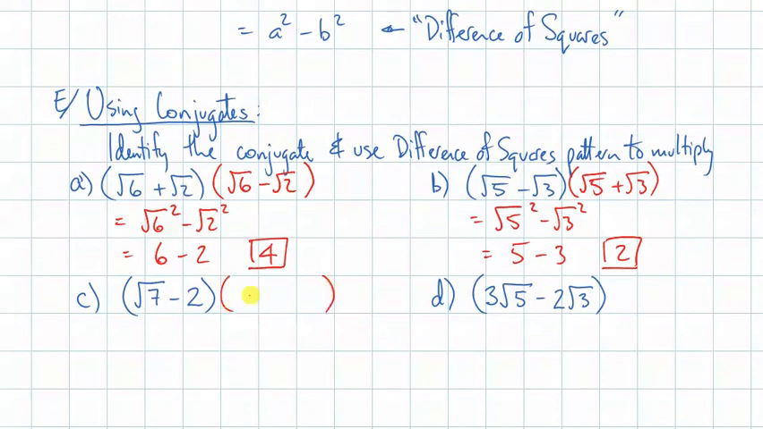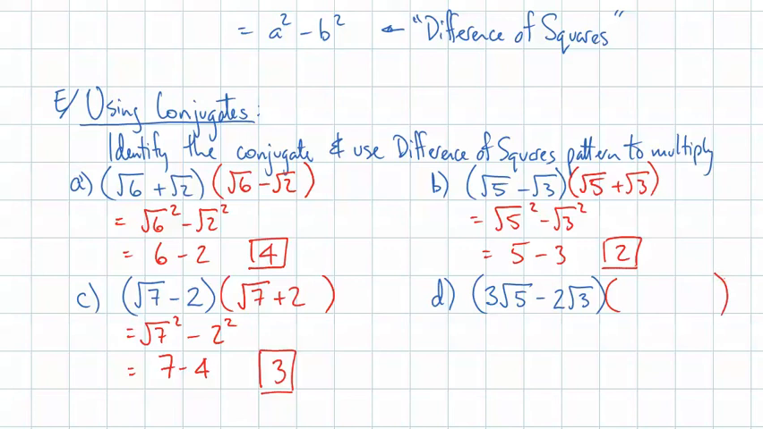Conjugate is root 7 plus 2. Expansion, root 7 squared minus 2 squared, which makes the number 7 minus the number 4. This is 3. A little bit different structure than the earlier ones. They don't both have to be radicals. Part D is also different. These are mixed radicals. There's numbers outside and inside.